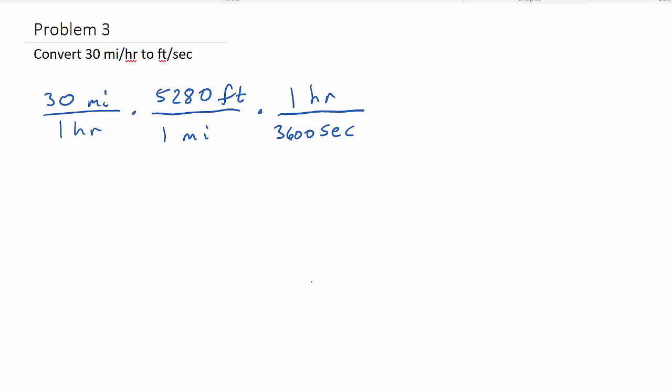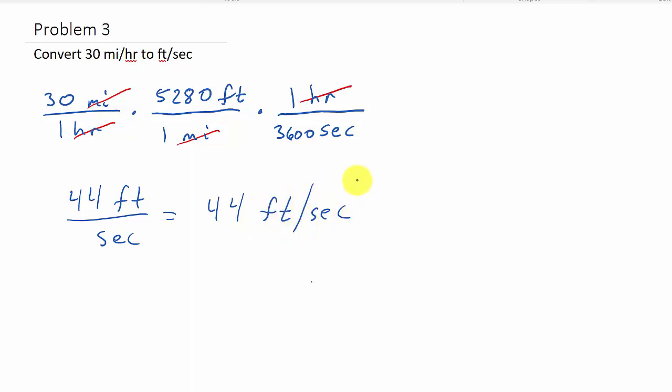So let's see what we've got. Miles cancels out, hours cancels out, and I'm left with feet per second. And so let's see what we've got. We've got 30 times 5,280 divided by 3,600. And that is 44 feet per second, or you can write 44 feet per second.